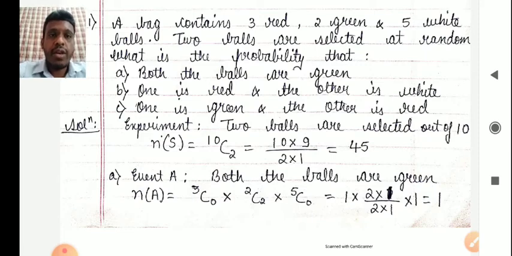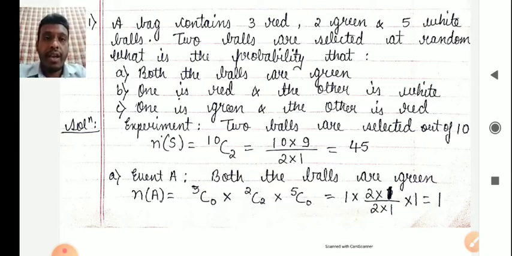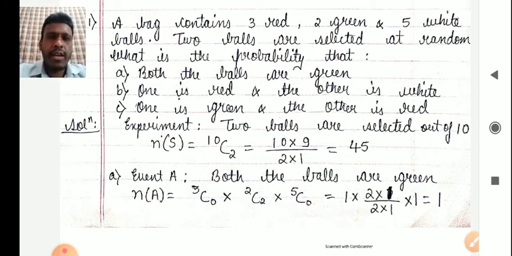Now let us go to event A. We'll take only event A for today and we'll stop. Event A, what is event A? Both the balls are green in color.